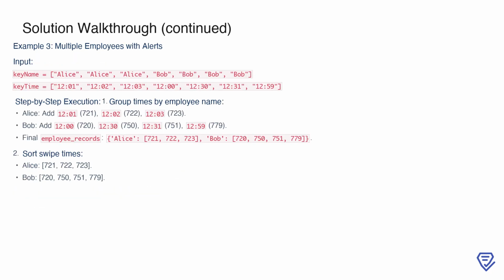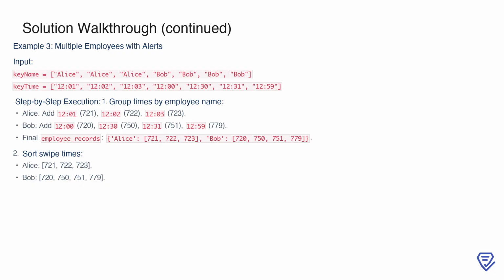In this example, we deal with multiple employees in scenarios where some of them trigger alerts. Looking at the input, Alice swiped her card 3 times at 12:01, 12:02, and 12:03, while Bob swiped his card at 12:00, 12:30, 12:31, and 12:59. First, we group the swipe times by employee. Alice's times are converted to minutes as 721, 722, and 723. Bob's times are converted as 720, 750, 751, and 779.